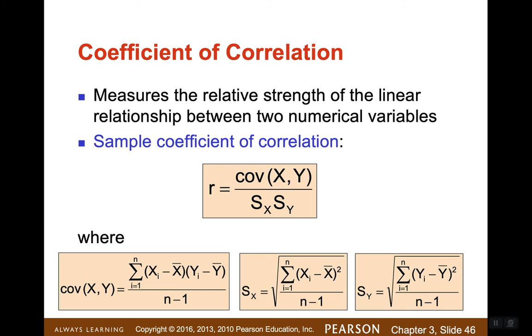Go over here. Standard deviation of X and standard deviation of Y. All right, so in order to get this, we'll first calculate the covariance, calculate the standard deviation of one, calculate the standard deviation of the other. And then we'll multiply the two standard deviations and divide that into the covariance, and that will give us the coefficient of correlation.